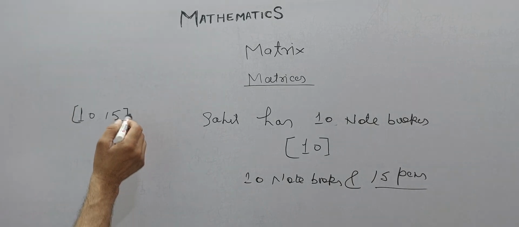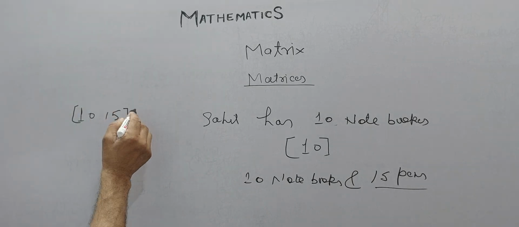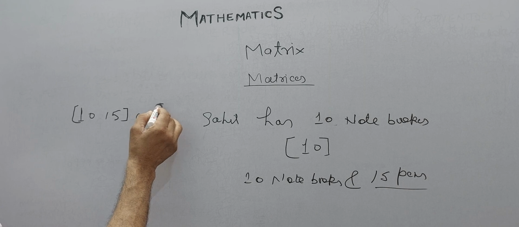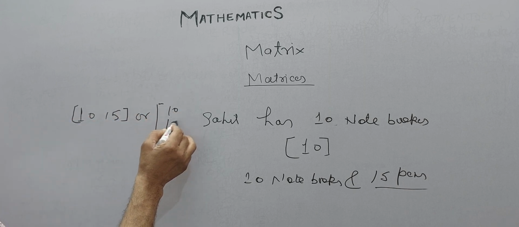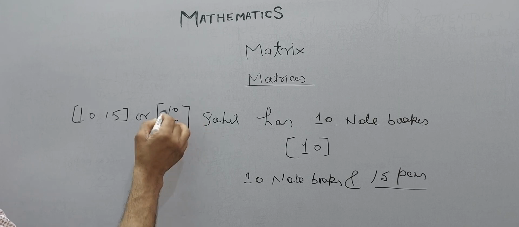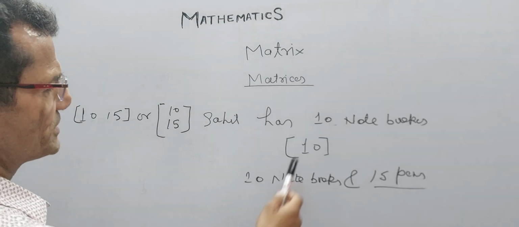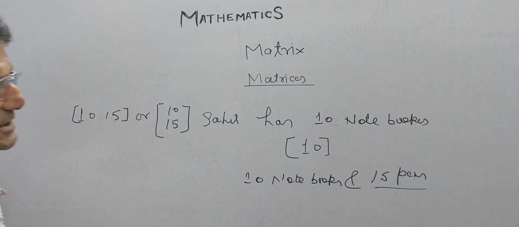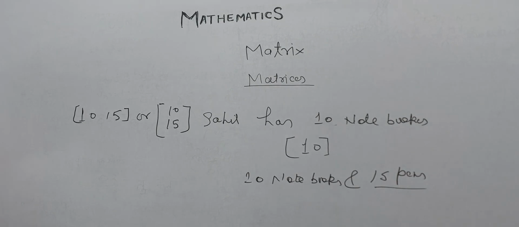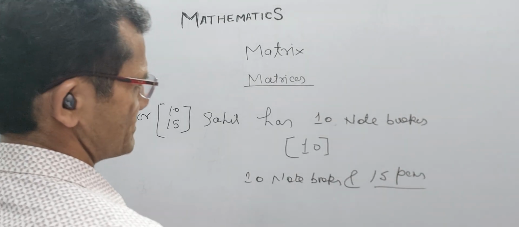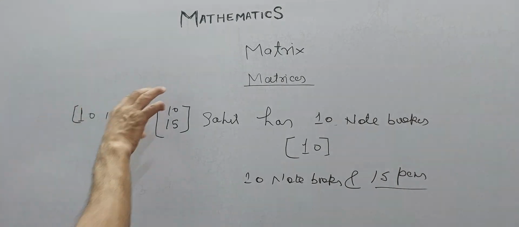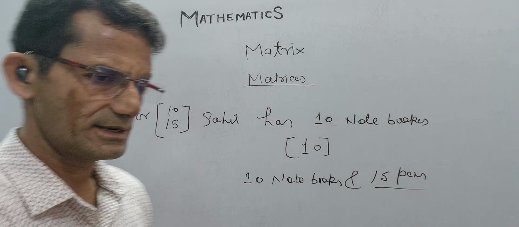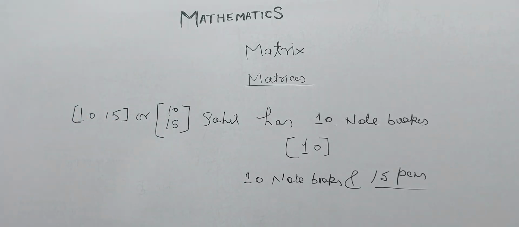So we can write this in row format, and we can also write this in column format. This is the row format, this is the column format. Write 10 and 15. It means the first row includes the 10 notebooks, and the second row represents 15 pens. So in this way we can express the items possessed by Sahil in a matrix format. Now let me take another example of 3 students.